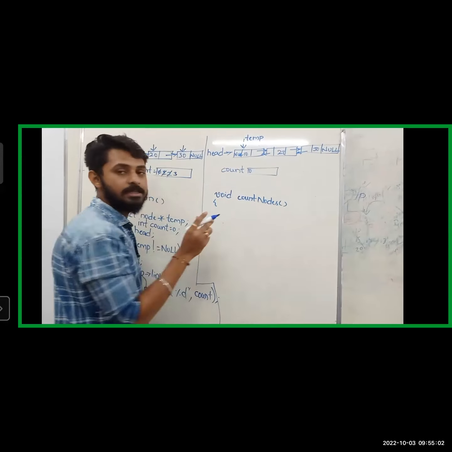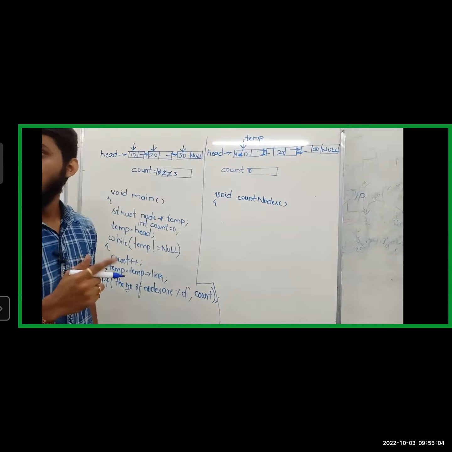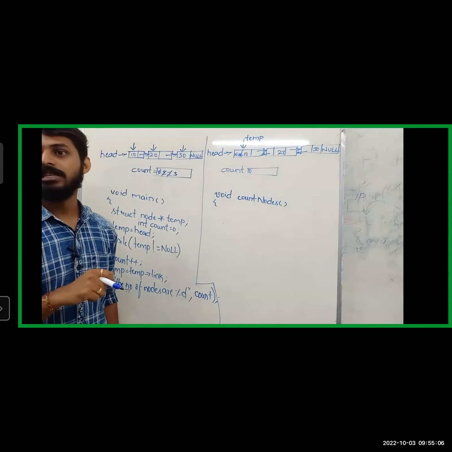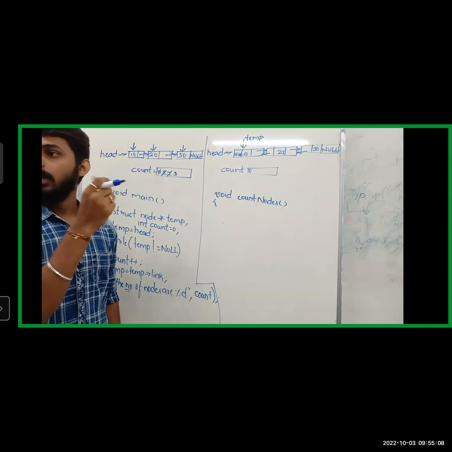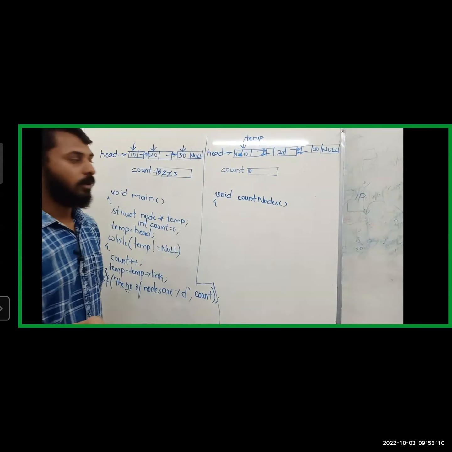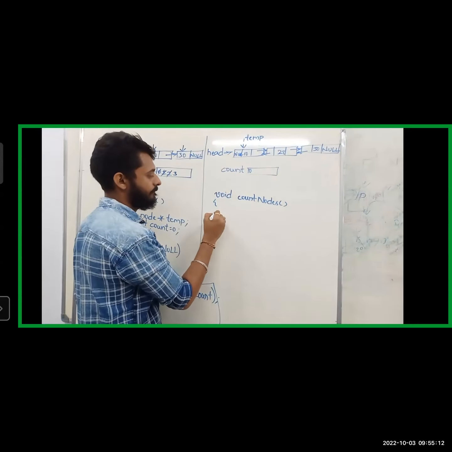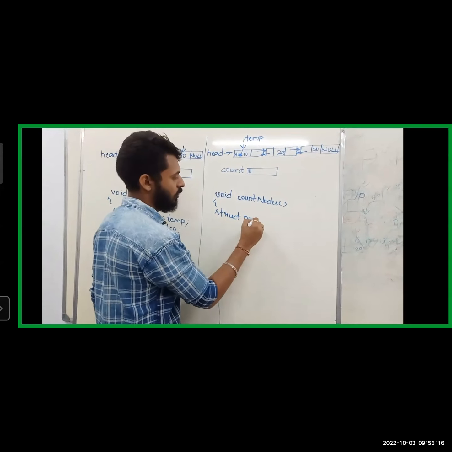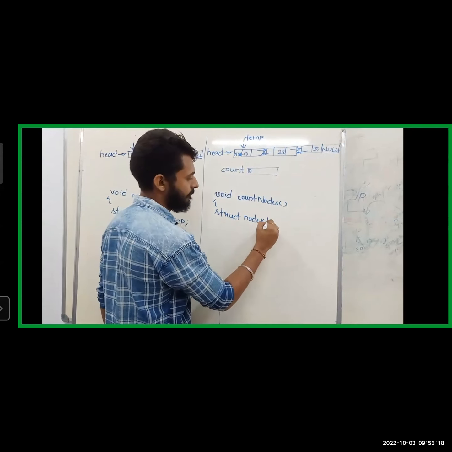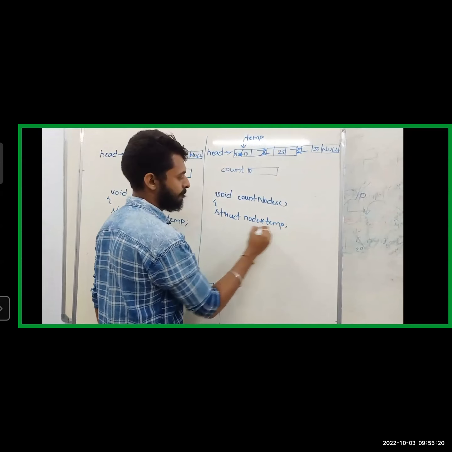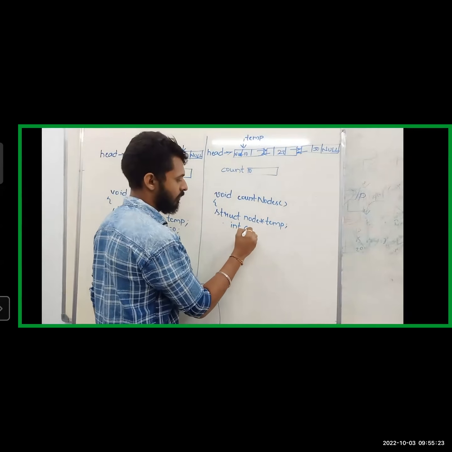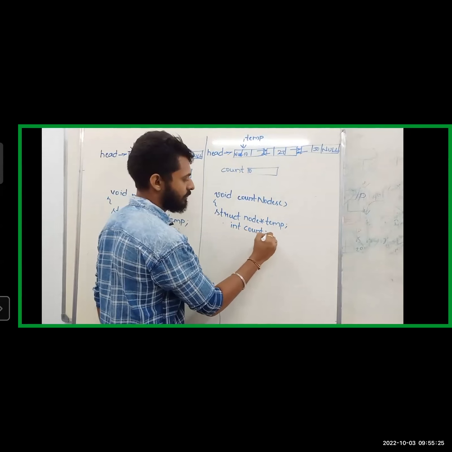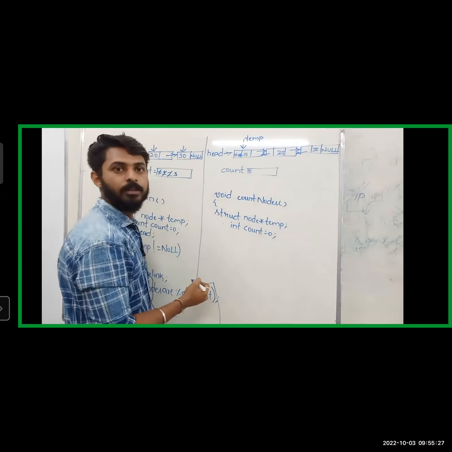So case 8, count nodes, break. Inside the switch case, what should you write? Case 8, count nodes, break. Okay, so here, what should I write? struct node start temp, int count equals 0. Next one.